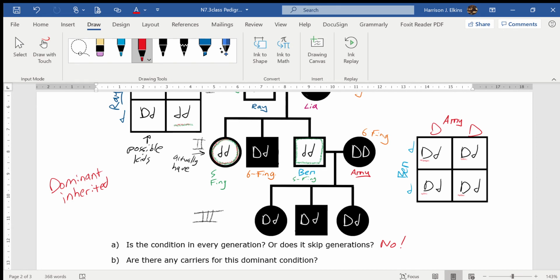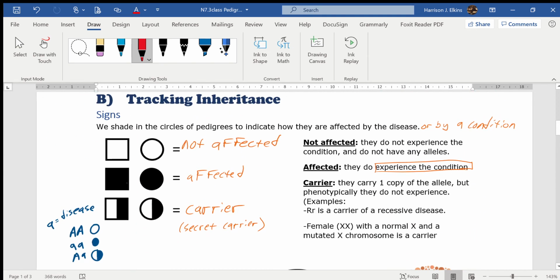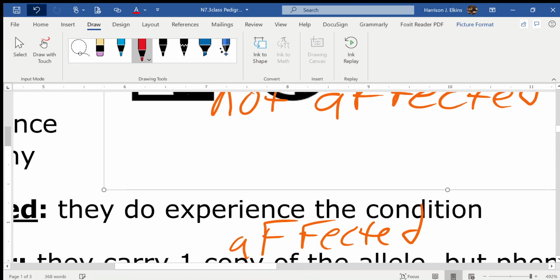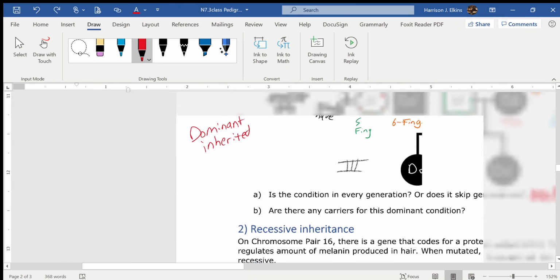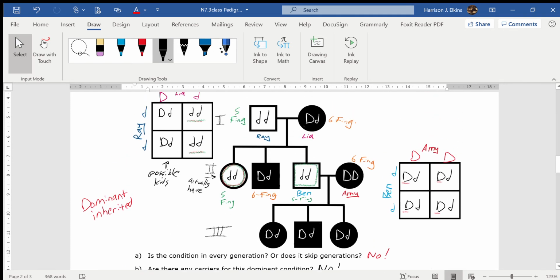Are there any carriers? Well, let's remember what a carrier is. A carrier is somebody who has the gene, but they don't actually experience it. So they would look like this. Do we have any of those? No, we don't. There are no carriers. That's because if you have the dominant gene, you have to express it. You can't secretly carry a gene if it's dominant. So there are no carriers for a dominant condition, and that's a clue that this is dominant.